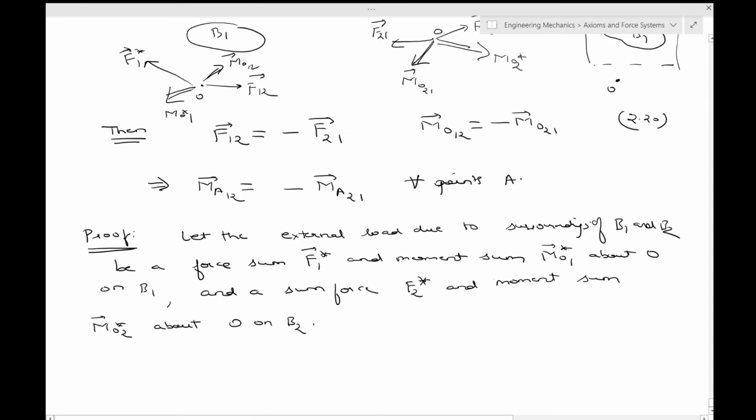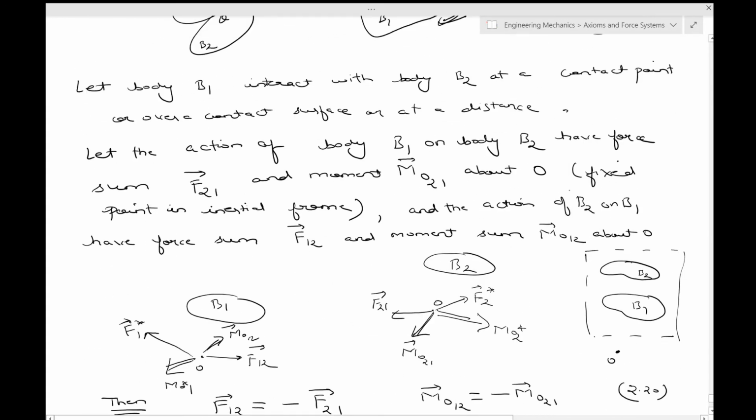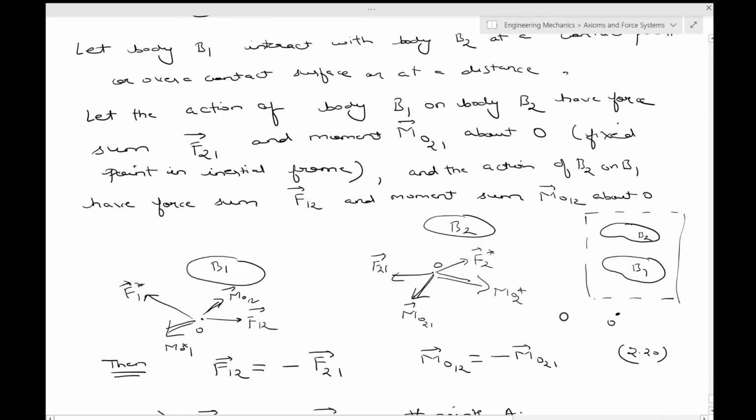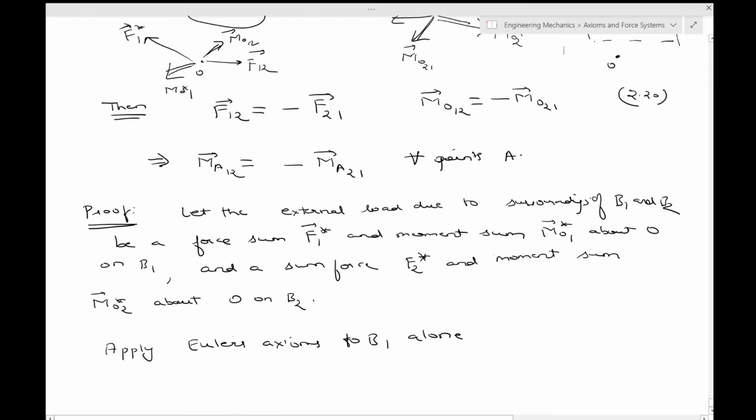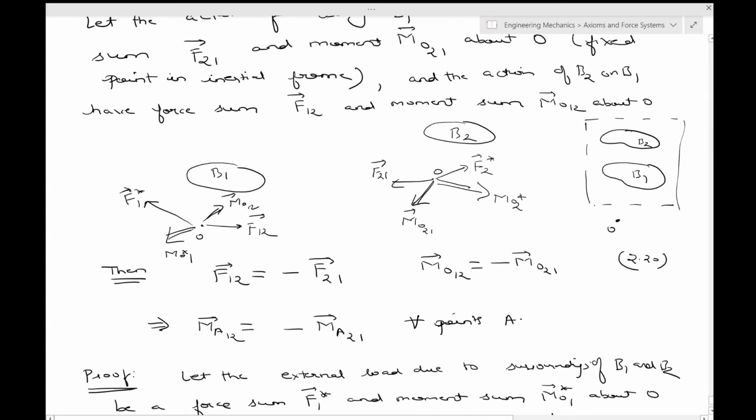Now we have to apply Euler's axioms to B1 alone, and this is the reason we had taken that O is a fixed point in an inertial frame. If we were not saying that, then Euler's axioms couldn't have been applied. So apply Euler's axioms to B1 alone, to B2 alone, and to B1 union B2. So B1 union B2 is already shown to you over here. Okay, so let's see.